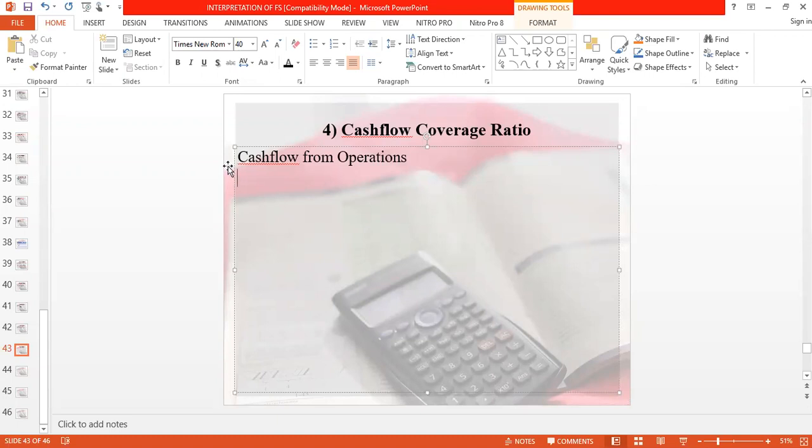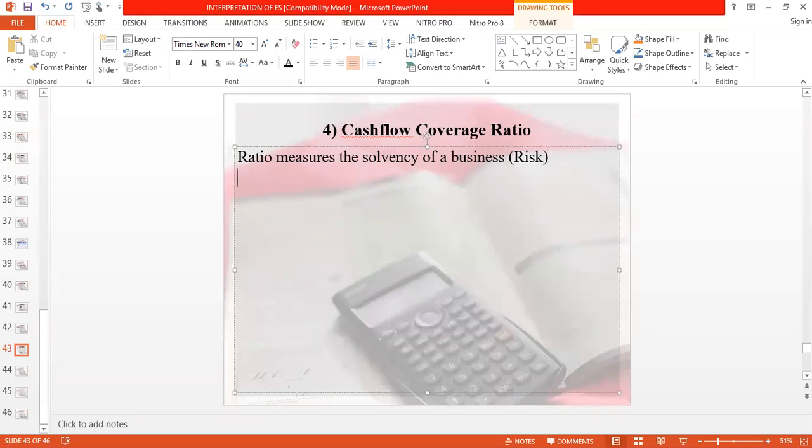Of course, cash flow coverage. So what is the formula? Let's first of all say this ratio measures the solvency of a business. In other words, it measures the risk of a business, what we were calling gearing, etc.